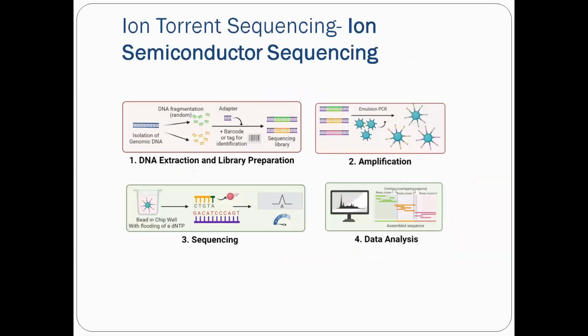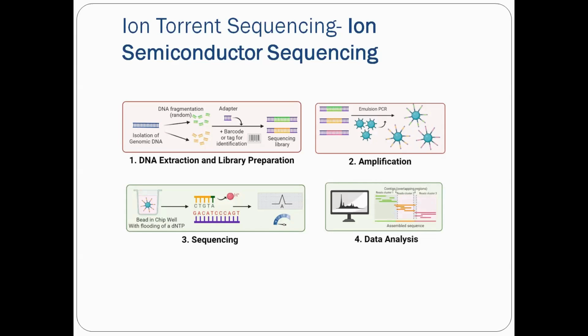The next one we have is Ion Torrent sequencing, and the technology it uses is ion semiconductor sequencing. So here again, the four major steps are DNA extraction and library preparation, then we have amplification, sequencing, and data analysis. Up to library preparation, the steps will be more or less the same in various technologies, but the amplification and then sequencing vary considerably.